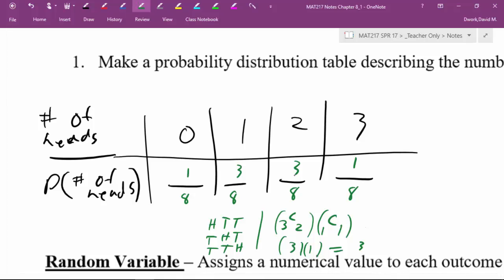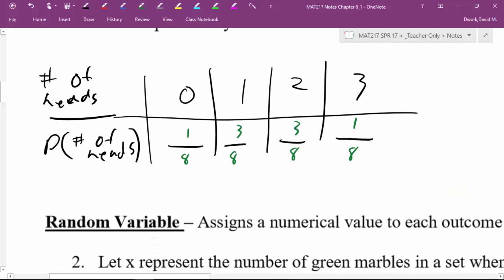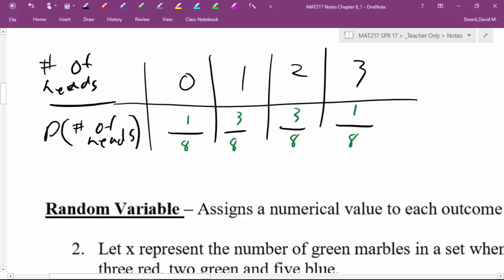Yay! And what are the key traits of a probability distribution table? It needs to list every possible outcome, and because it does that, the probabilities should always add up to 100% of your outcomes. It should be 100% probability that one of these things will occur. When we add them up, 1 plus 3 plus 3 plus 1 makes 8 over 8, so that is in fact 100% of our outcomes. Looks good. So that's a refresher on how to make a probability distribution table.